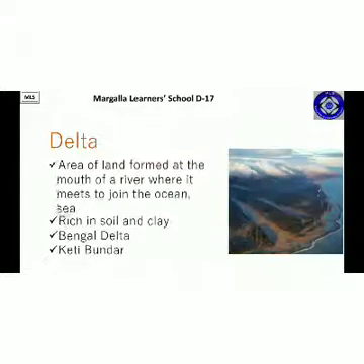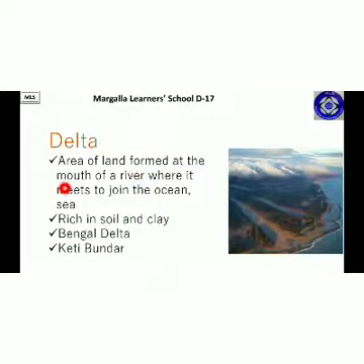Next, we have delta. Delta is an area of land formed at the mouth of a river where it meets to join the ocean or sea. In this picture, you can see these are rivers, while this area is an ocean, or you can say it is a sea. So the point where the river is meeting the ocean, that pointed land is known as delta, and it is rich in soil and clay. The famous delta in the world is Bengal Delta, and another delta is in Pakistan known as Kati Bandar.